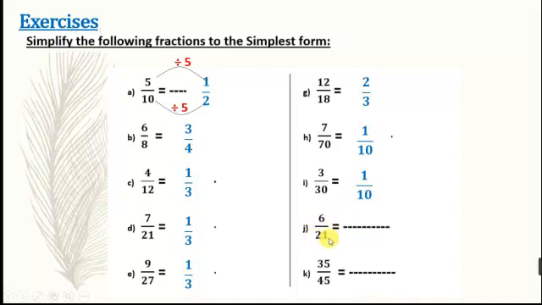Now 6 and 21. Can I divide 21 by 6? No. So I'm going to search 6 and 21 in table what? Both of them are in table 3, so I'm going to divide by 3. 6 divided by 3 equals 2 and 21 divided by 3 equals 7. So we got 2/7, and we can't make any other division because 2 and 7 are not in the same table. Now 35 and 45, we have 5 in the units place, so we can divide by 5. So we got 7/9. Is it easy?